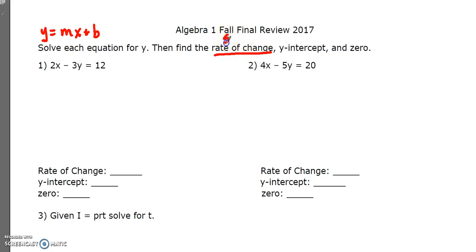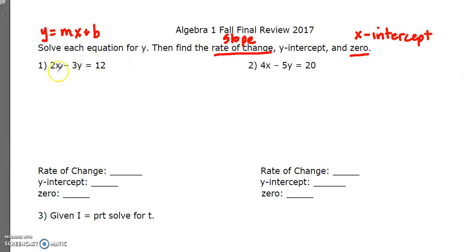Well, we know that the rate of change is just another way to ask for the slope, and the y-intercept and the 0. And we know that the 0 is just merely the x-intercept. So let's look at number 1. It is written in standard form. So when it's in standard form, you guys, we can find the x-intercept and the y-intercept easily. You guys remember how to do this?